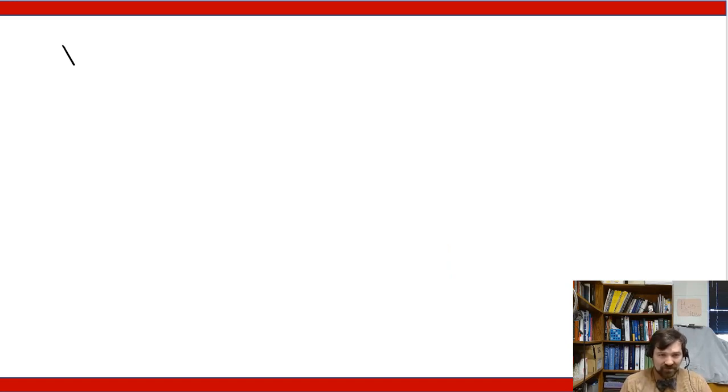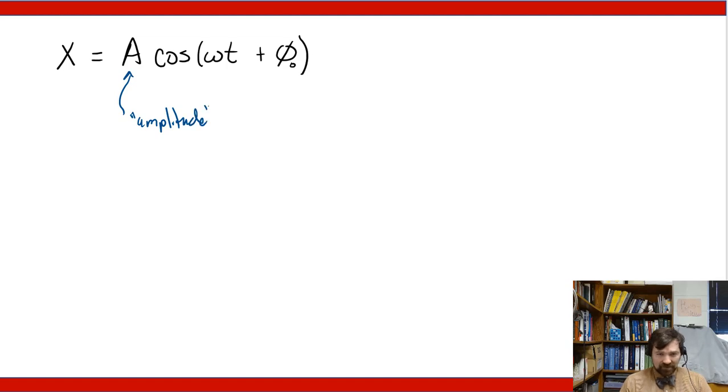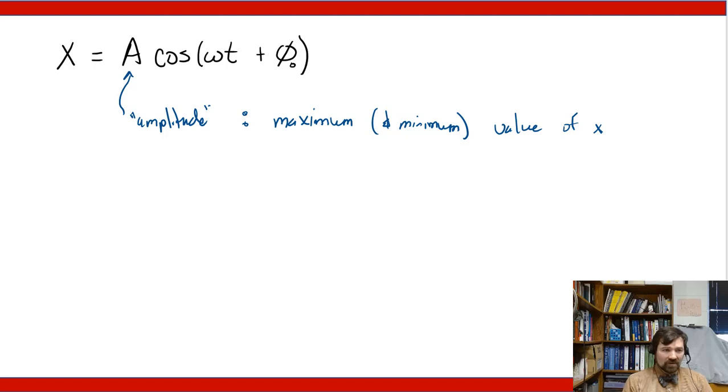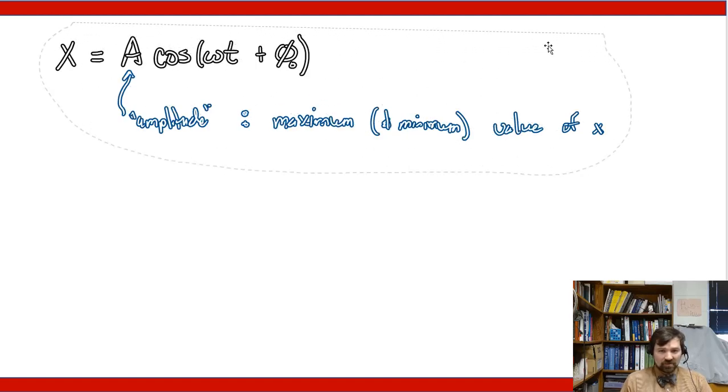All right, so our solution, if I write it out in equation form, A cosine omega t plus phi 0 would look like this. Okay, so we've just discovered that this right here is the amplitude. And this basically is the maximum and minimum value of x. Okay. What else? So we can also change the omega.